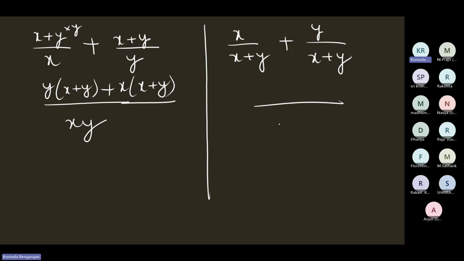Whereas when you take the reciprocals and add, x plus y is the common denominator, and you get x plus y. Because the same thing is common, x plus y cancels and you get 1.